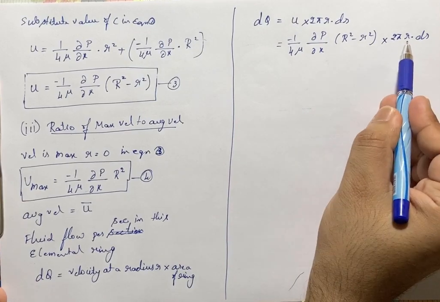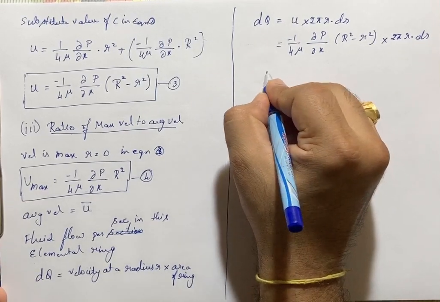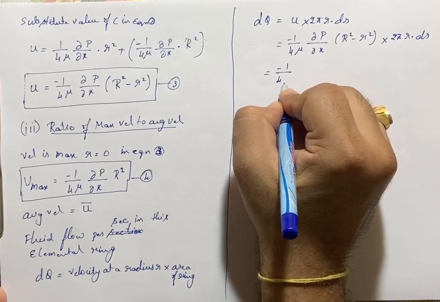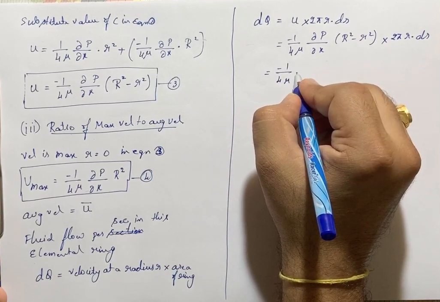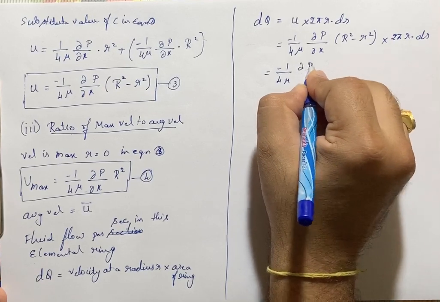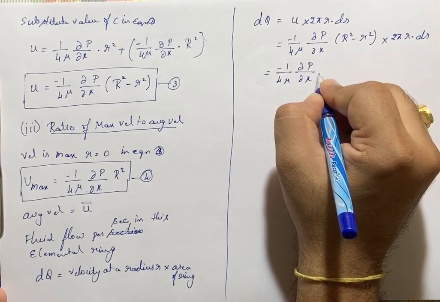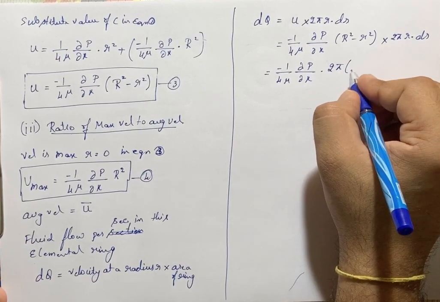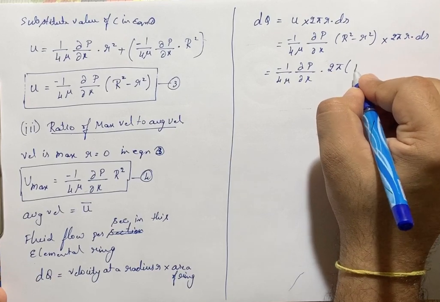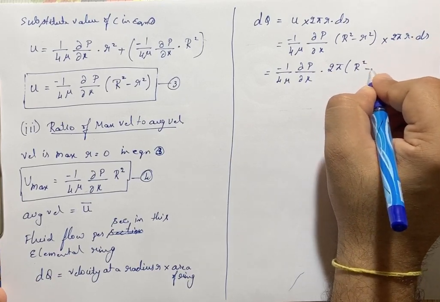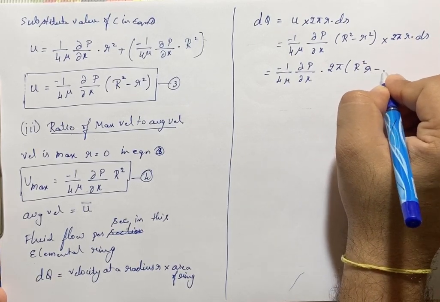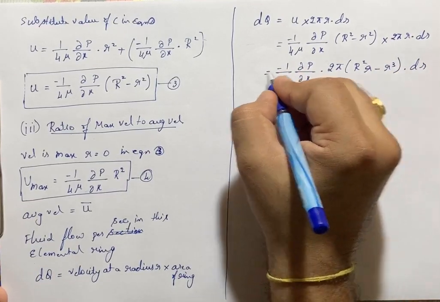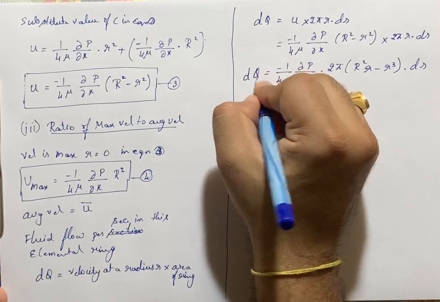Now I will multiply this r inside the bracket. When I do that, we get 1 divided by 4 mu dou p by dou x into 2 pi, into R square r minus r cube, into dr. This is dq here.